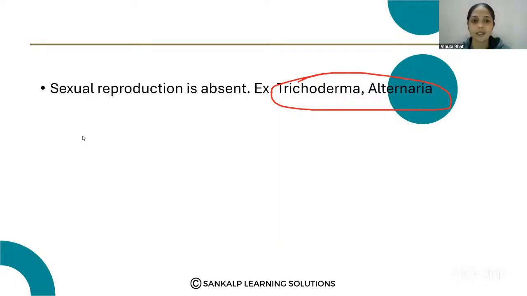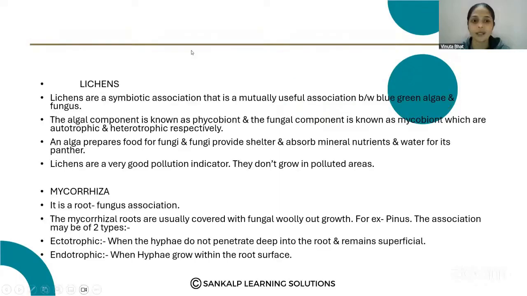Then the last point is lichens. Lichens are the association of fungi and algae. The algal component is known as the phycobiont, and the fungal component is the mycobiont. Here there is a mutual relationship between the fungi and the algae. The alga prepares the food for the fungi, and the fungi provide shelter and absorb the nutrients for the preparation of the food. So that is the association between the algae and the fungi.